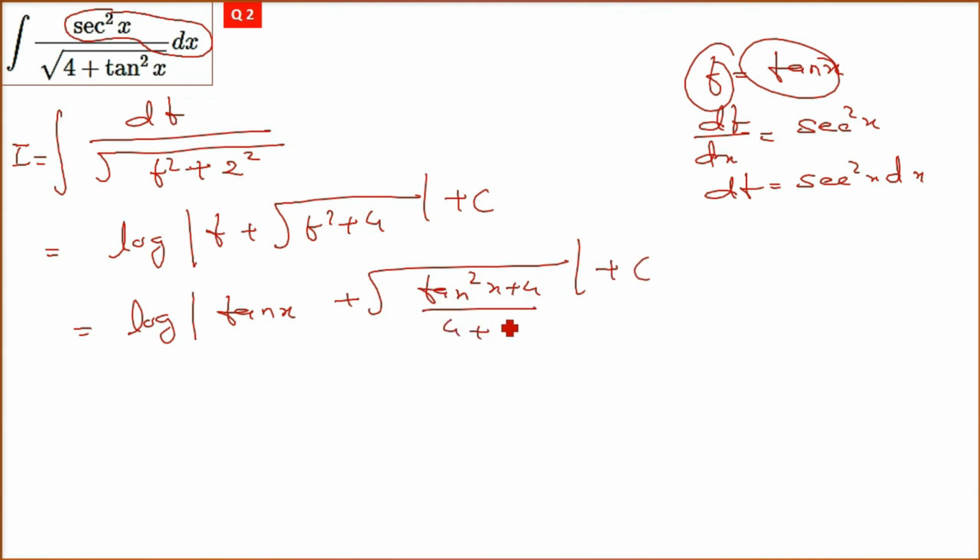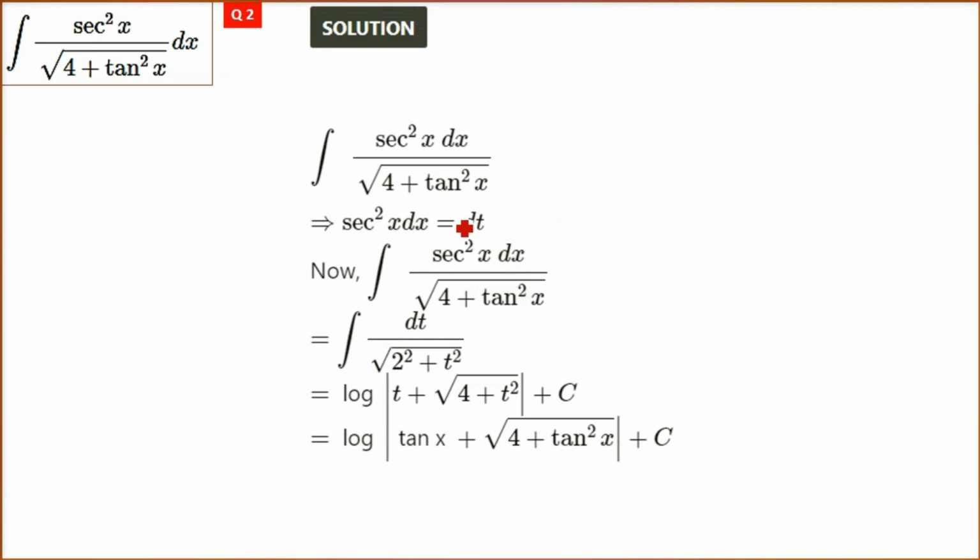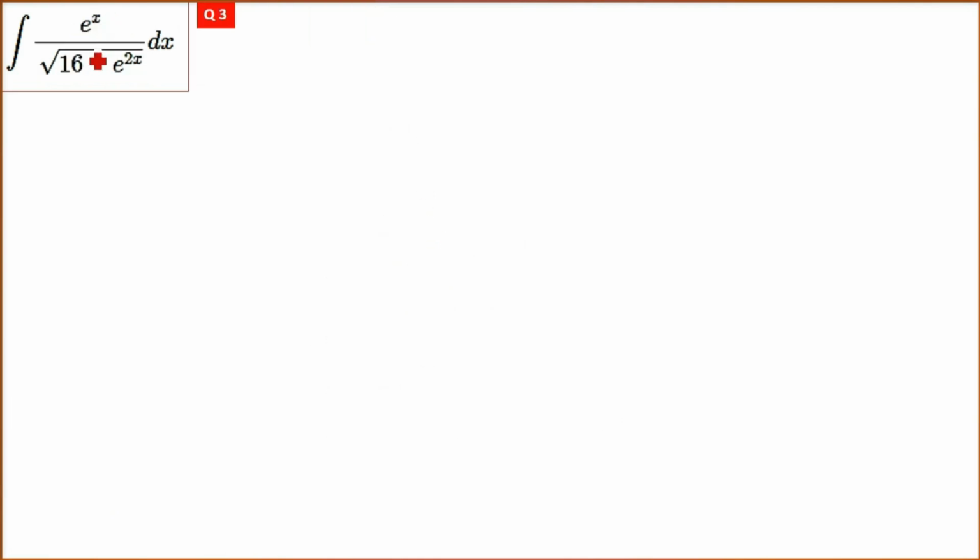So you can also write it as 4 plus tan square x if you want, but it's okay. Why do we write 4 plus tan square x? Because it just matches whatever is given in the question. It was given 4 plus tan square x. So this is the way we are going to adopt, our way of solving the same thing which we have done in the previous question.